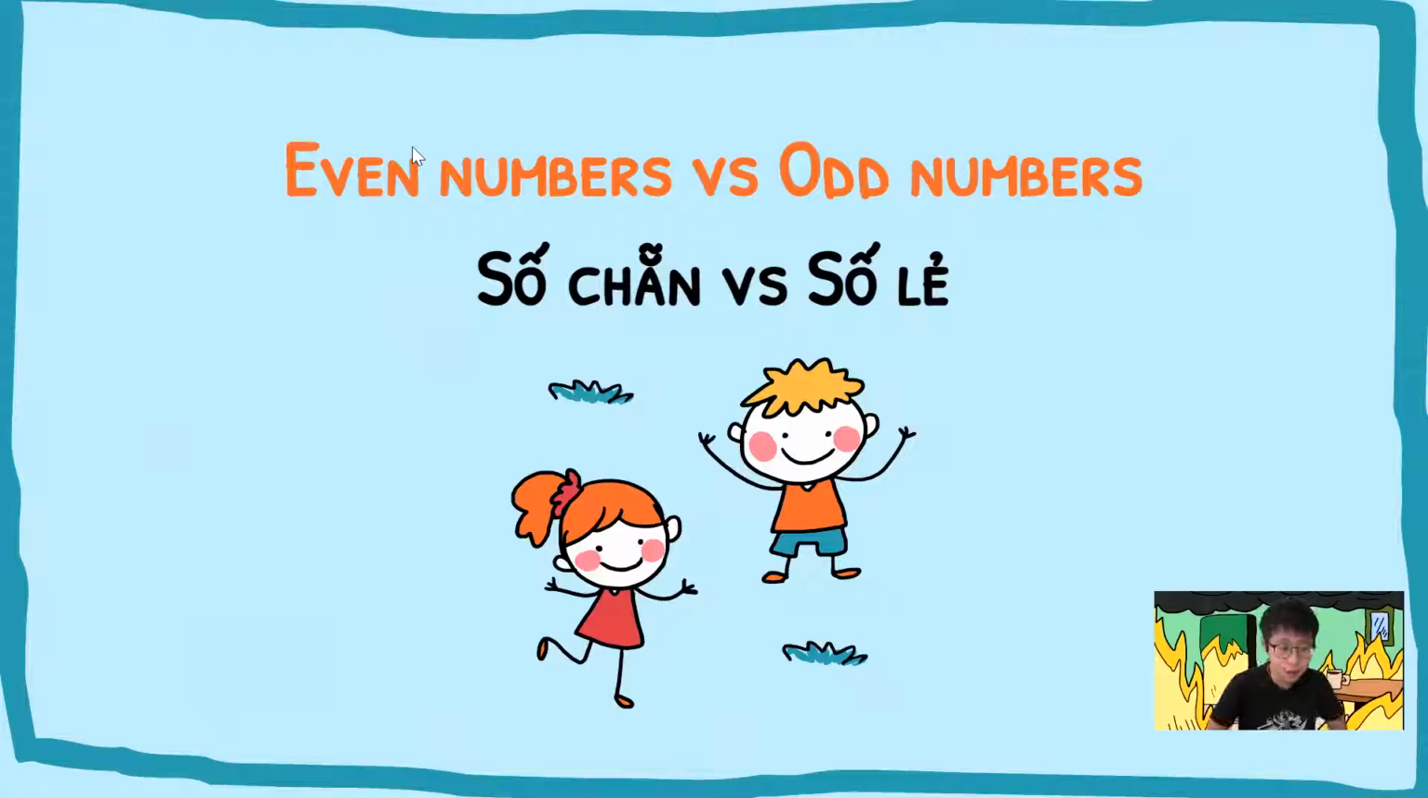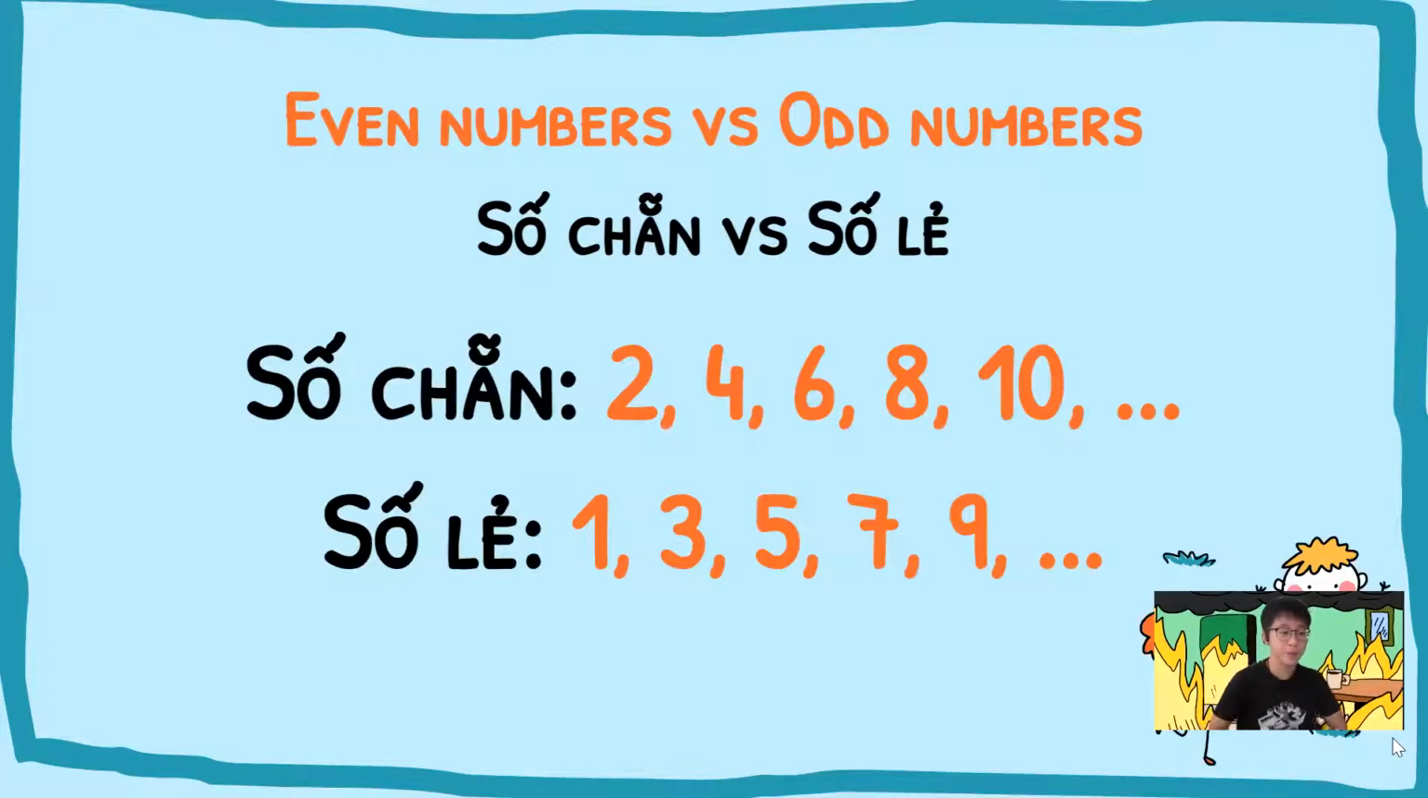Even numbers, số chẵn, and odd numbers, số lẻ. What are they? Even numbers consist of numbers such as 2, 4, 6, 8, 10, and so on. Odd numbers consist of numbers such as 1, 3, 5, 7, 9, and so on.